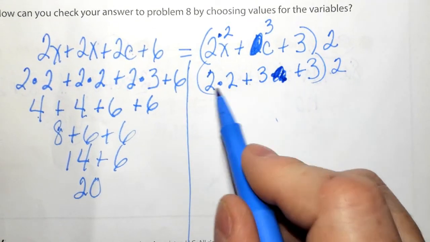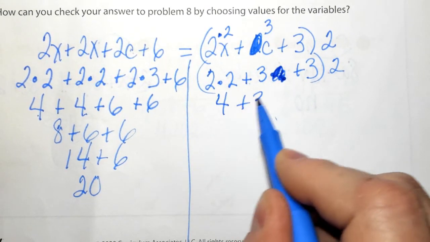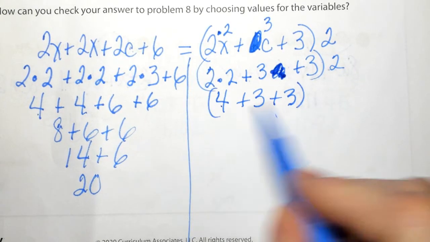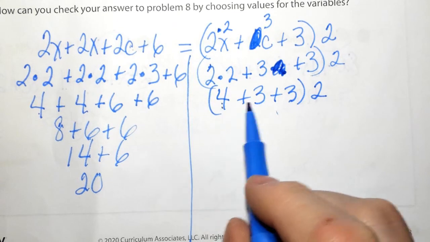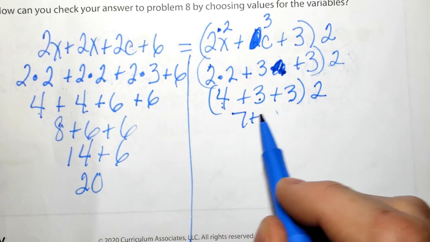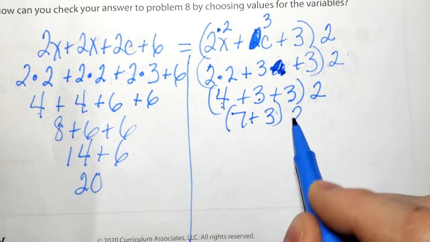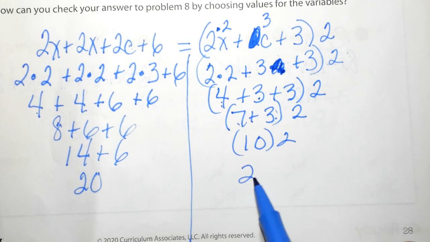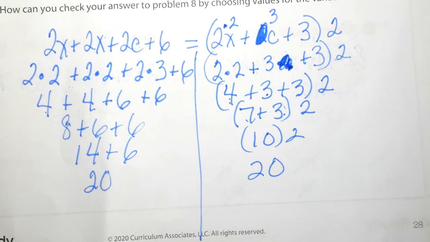So let's do the parentheses first. We have 4 plus 3 plus 3, and we still have to take that times 2. 4 plus 3 is 7 plus 3 times 2. 7 plus 3 is 10 times 2 is 20. So yes, they are equivalent. Okay.